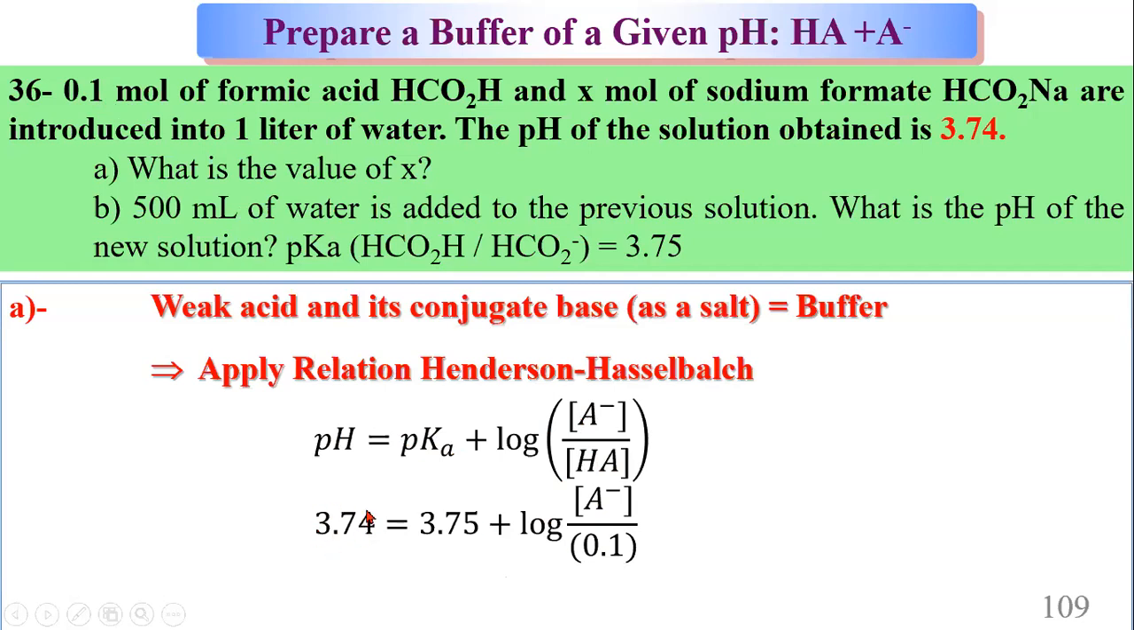Great. Now look at me here. I changed this number. It was 3.75, but if it is 3.75, it's pointless to do a calculation, because automatically A- should equal HA, since the pH of the buffer is equal to my pKa when A- equals HA.